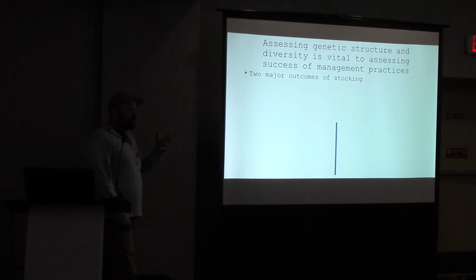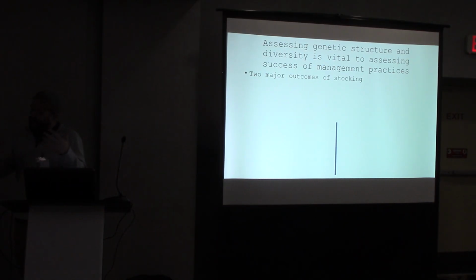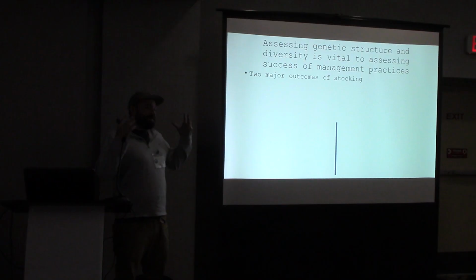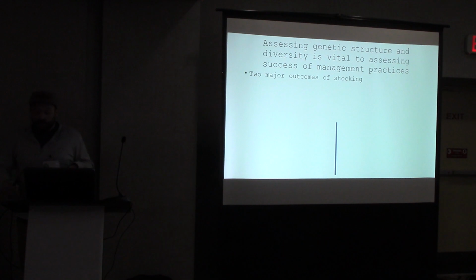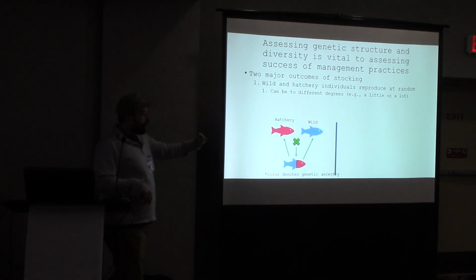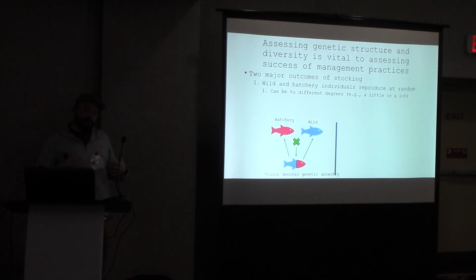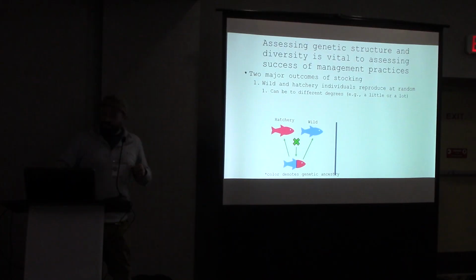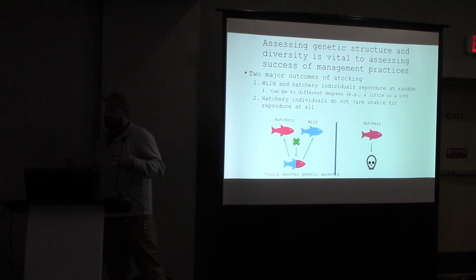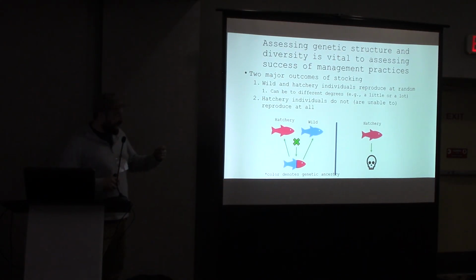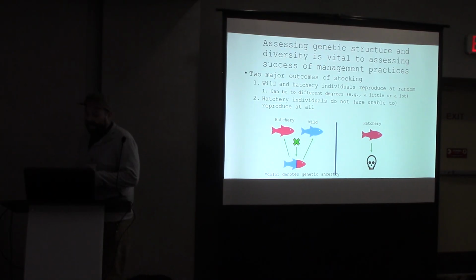Using genetic tools, assessing the genetic structure is a great way to assess the success of those two goals, depending on what you're looking at. And there are two broad outcomes that can happen when we have stocking of fishes. Hatchery and wild fish reproduce at random, it can be a lot, it can be a little, it can be completely random, to different degrees. Alternatively, those hatchery individuals do not or are unable to reproduce at all. Using genetic structure and population genetic approaches, we can understand which of these is likely happening.